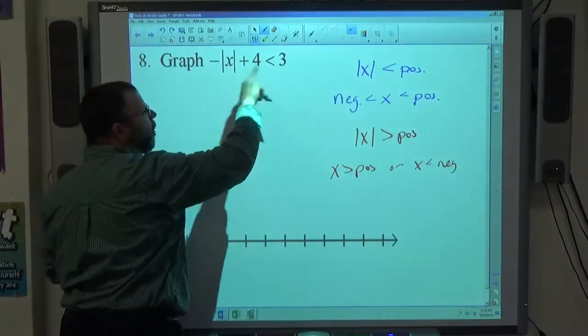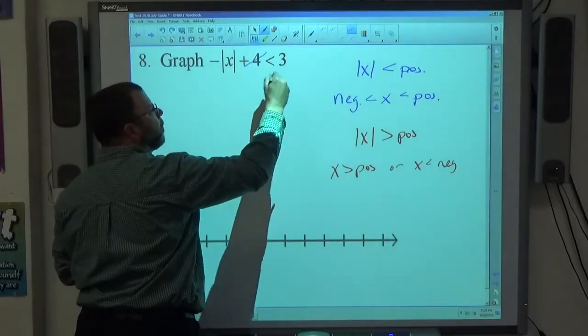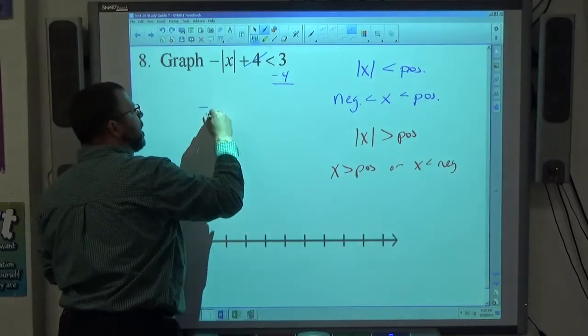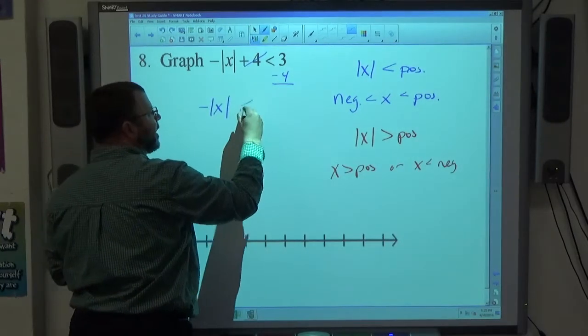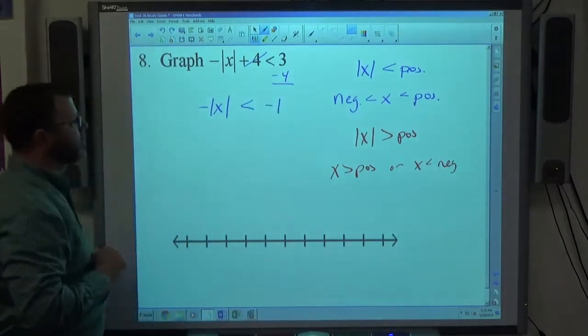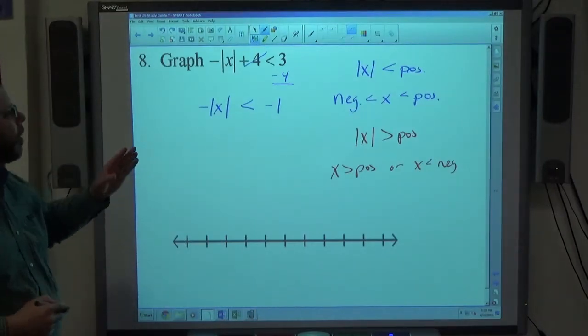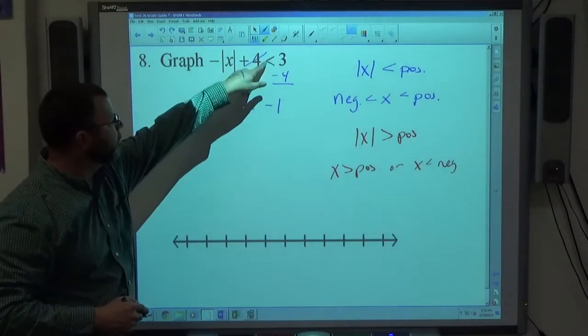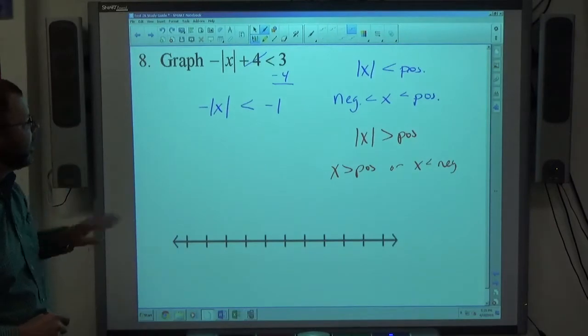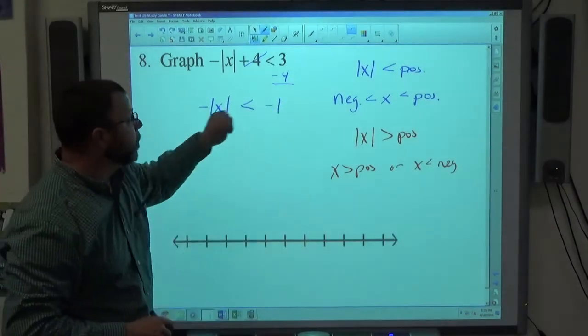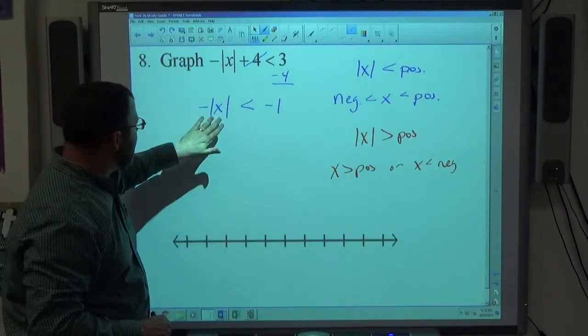Number 1, all the numbers have to be over there. So move the 4 over, minus 4. Negative absolute value of x is left on the left, less than negative 1 on the right. Moving things across the inequality symbol has no effect on the inequality. Whatever it is, it stays that. Still, it's closer to what it's supposed to look like, except now it's negative absolute value.